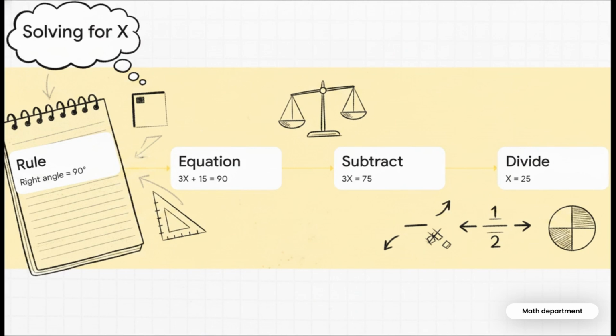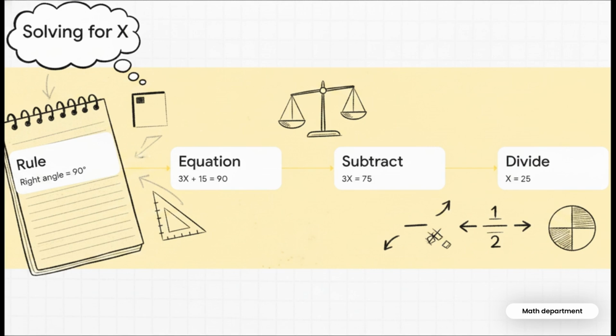First, we write down our fundamental fact. A right angle equals exactly 90 degrees. So we set up our equation. 3x plus 15 equals 90. Now, be careful here. When we move that positive 15 to the other side of the equal sign, we have to subtract it. So 3x equals 90 minus 15, which leaves us with 3x equals 75.